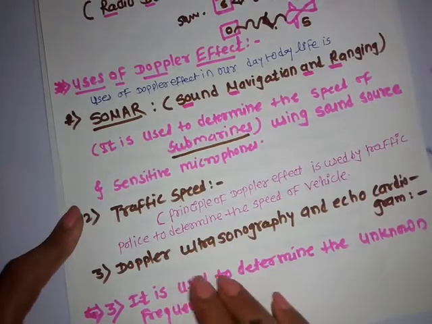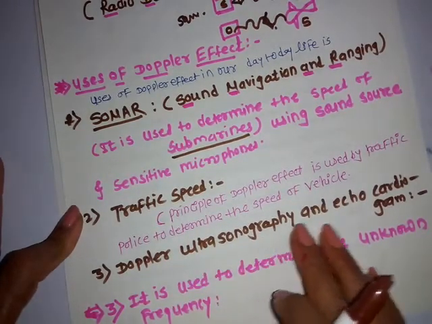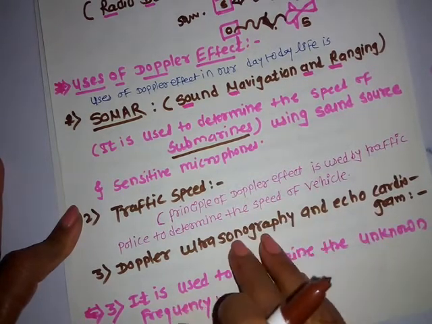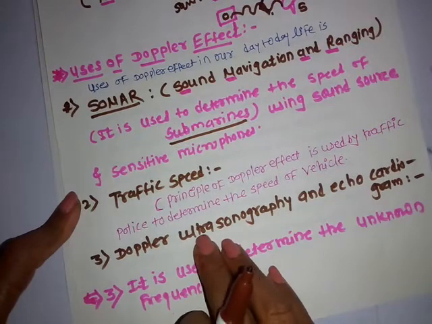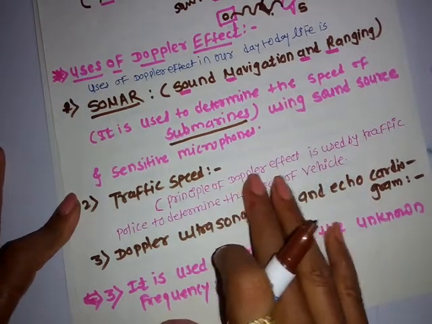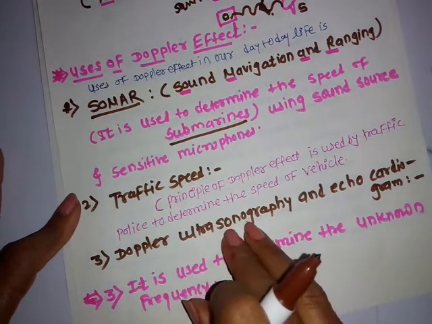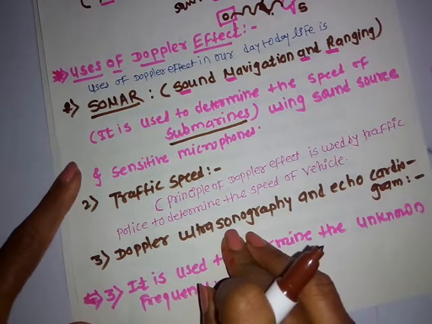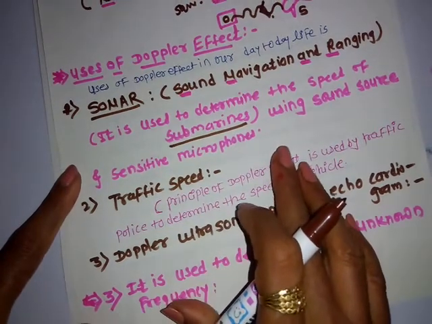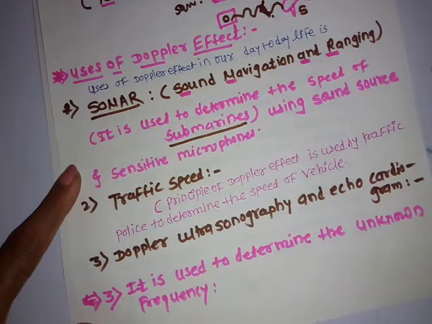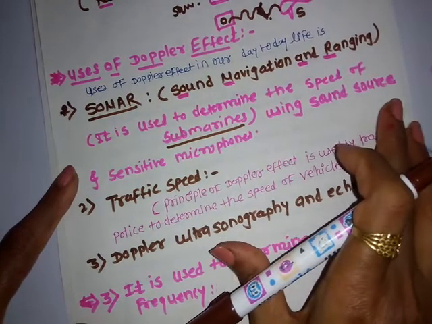Next use is Doppler ultrasonography and echocardiogram. This is also used in the medical field. In this case, what do doctors do? They use an analogous setup to measure or check the direction and speed of blood in the body to see any problem in the circulation of blood flow through the body. And this principle is totally based on the phenomenon of beats.